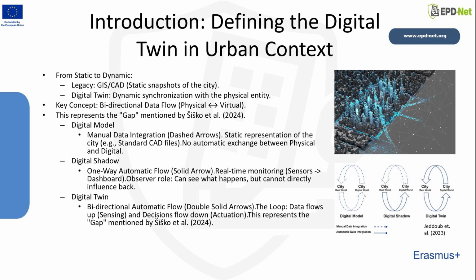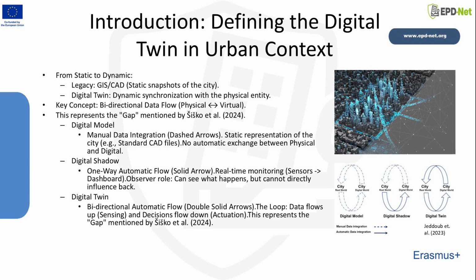In this slide, we clarify the ontological shift. Often, simple 3D models are mistaken for digital twins. As illustrated in the diagram, 1. If the data exchange is manual, it is just a digital model. 2. If the data flows only one way, monitoring, it is a digital shadow. 3. A true digital twin requires a bidirectional loop.